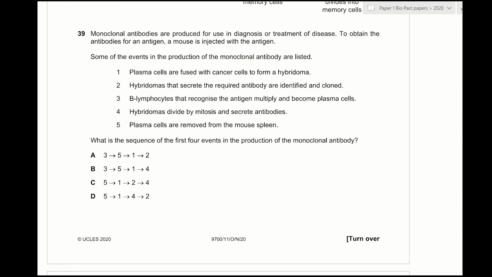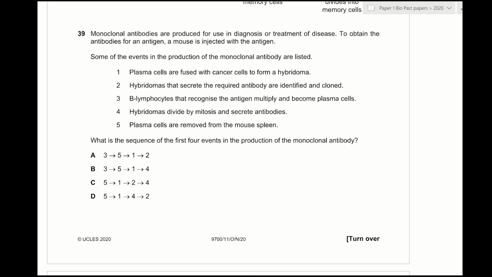Question number 39. Monoclonal antibodies are produced for use in diagnosis or treatment of disease. To obtain the antibodies for an antigen, a mouse is injected with the antigen. Some of the events in the production of the monoclonal antibody are listed. What is the sequence of the first 4 events in the production of monoclonal antibody? So first of all, the antigen is actually injected into the mammal for a primary immune response to take place. Therefore, we have a choice between 3 and 5.